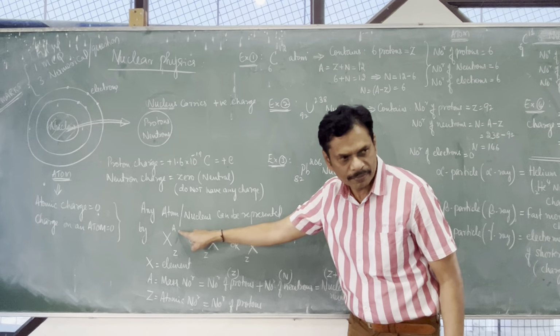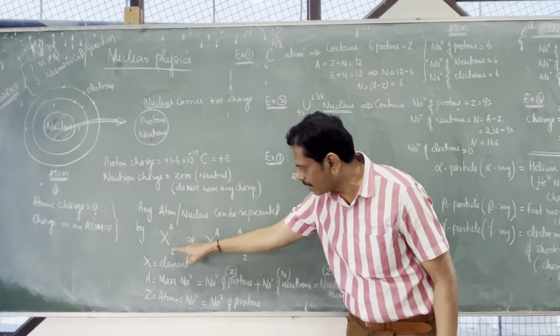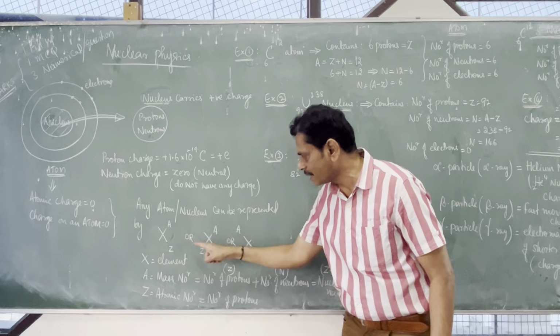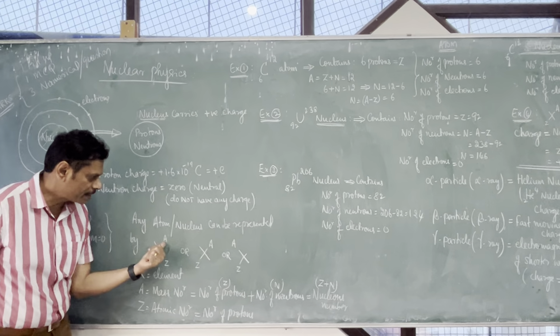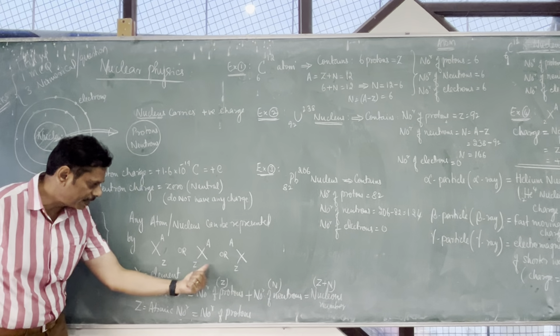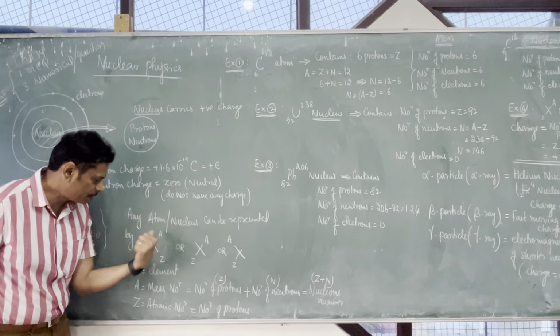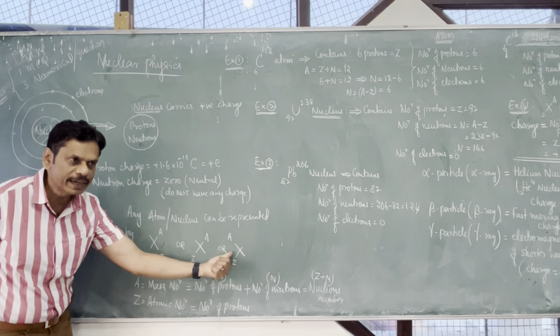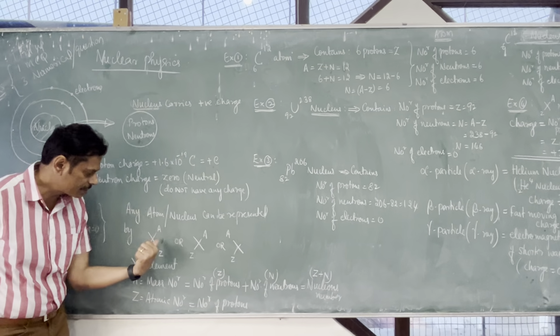X is an element. It can be represented by A and Z here. Of course, this A and Z we can write like this also. This A can be written here, Z can be written here or here, no problem. And A can also be written here. So these are the different versions in which we can write a nucleus or an atom. Clear?